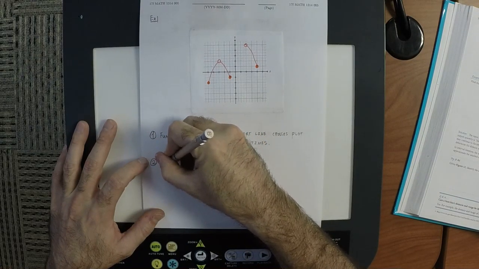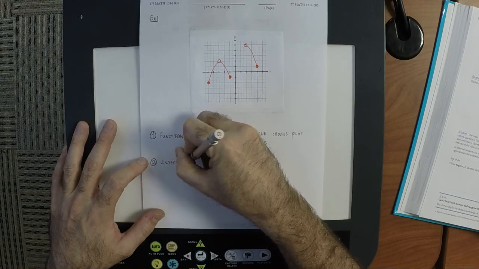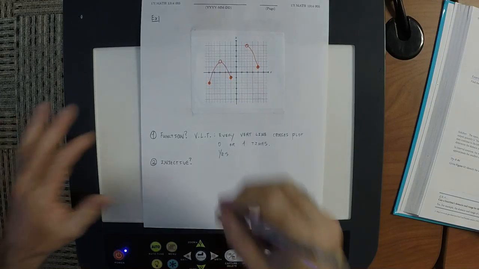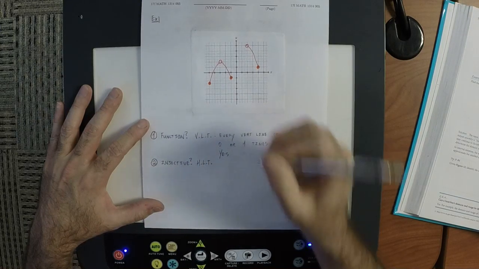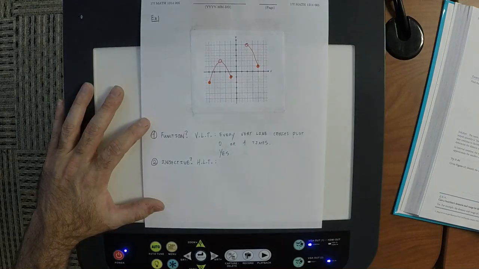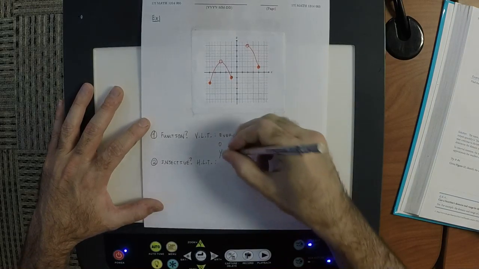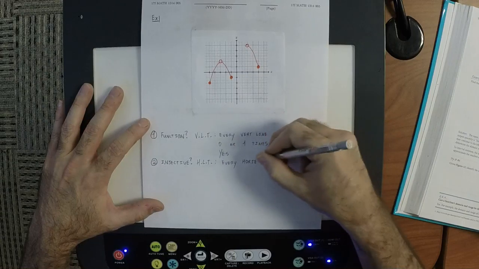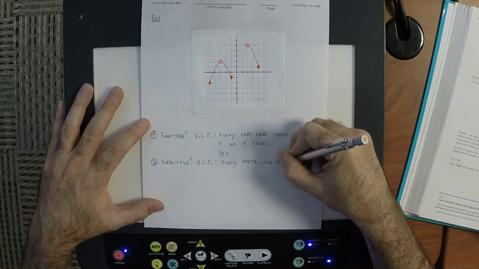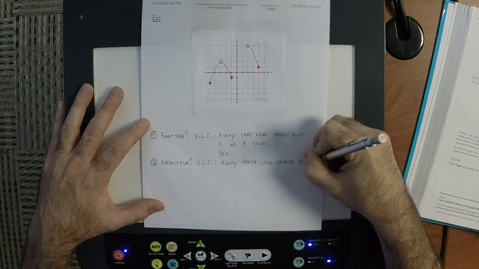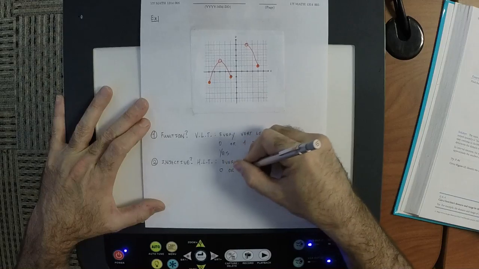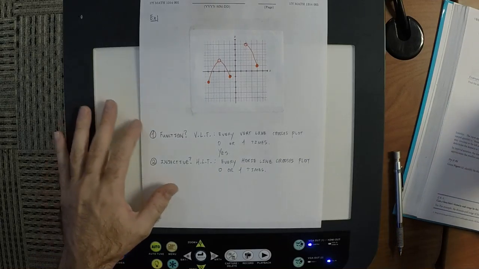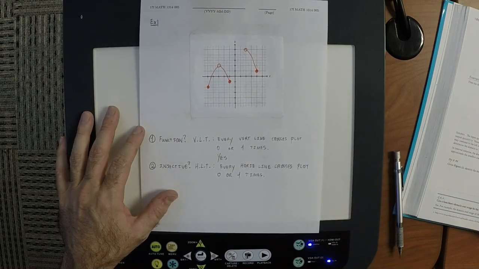Is it injective? So how do you confirm or deny that? The horizontal line test. Okay, and then in plain language, what is this? Right. So every horizontal line crosses the plot zero or one times. Okay, so how about it? Is it true for this one? It is not.